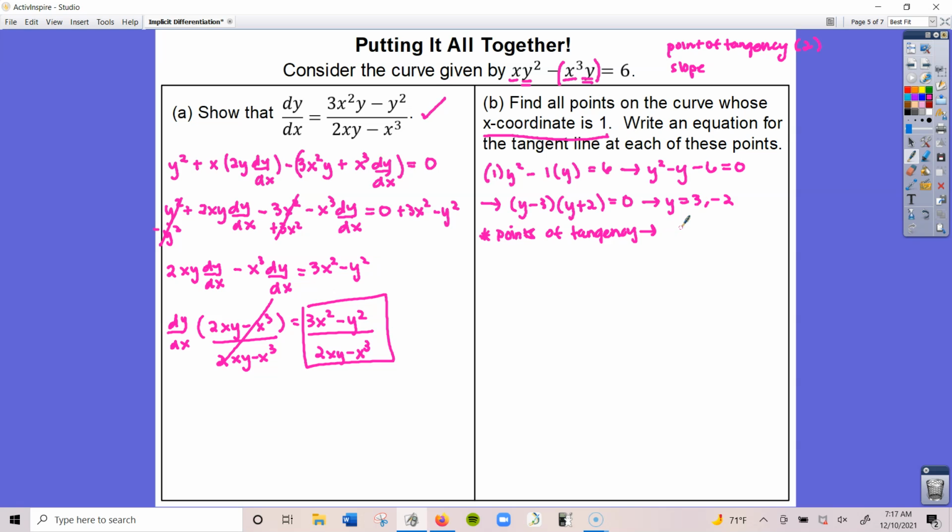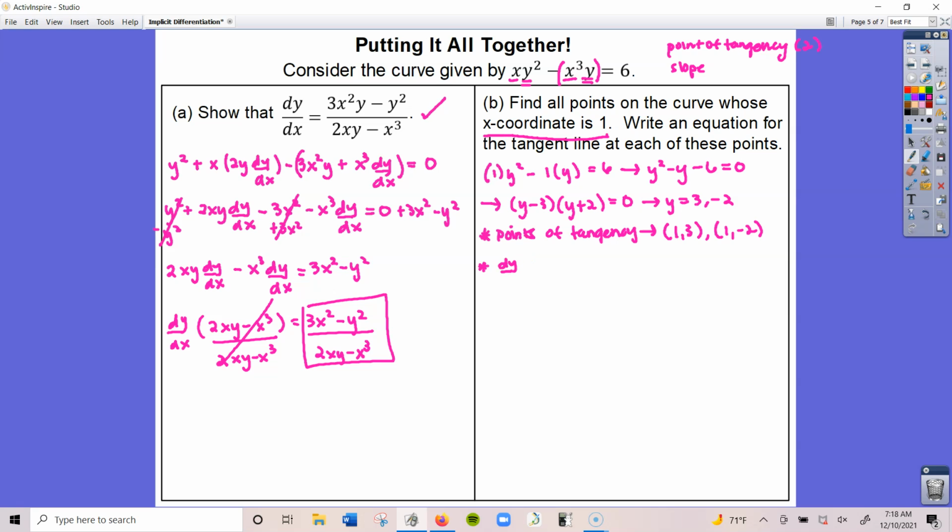And we plugged in x is equal to 1, and we got these 2 y values. So that means that my points are (1, 3) and (1, negative 2). See, these are my x's, the 1s, and then the 2 y's that I solved for that x. Now we're going to need our slopes so that we can write the equations for each one.